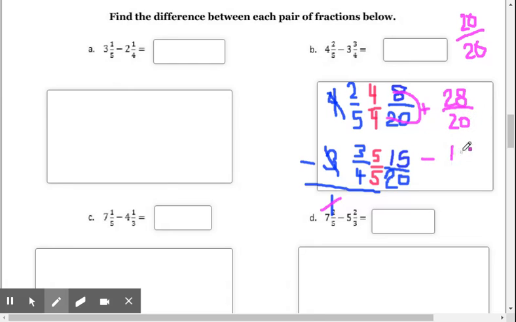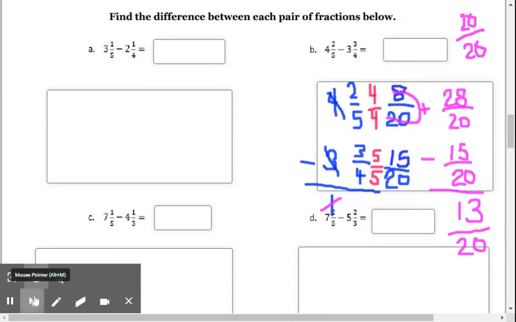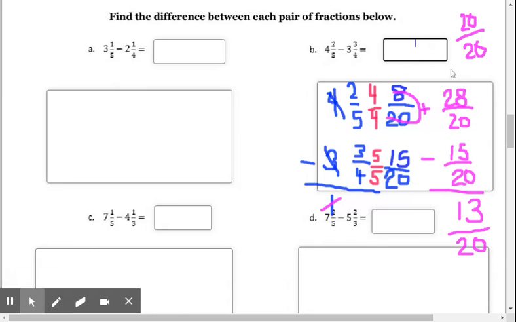and subtract 15 over 20. 8 minus 5 is 3. 2 minus 1 is 1. 13 over 20. The only two numbers for 13 are 1 and 13, and nothing times 13 is 20. So you enter it 13 over 20. Now, that is the borrowing method.